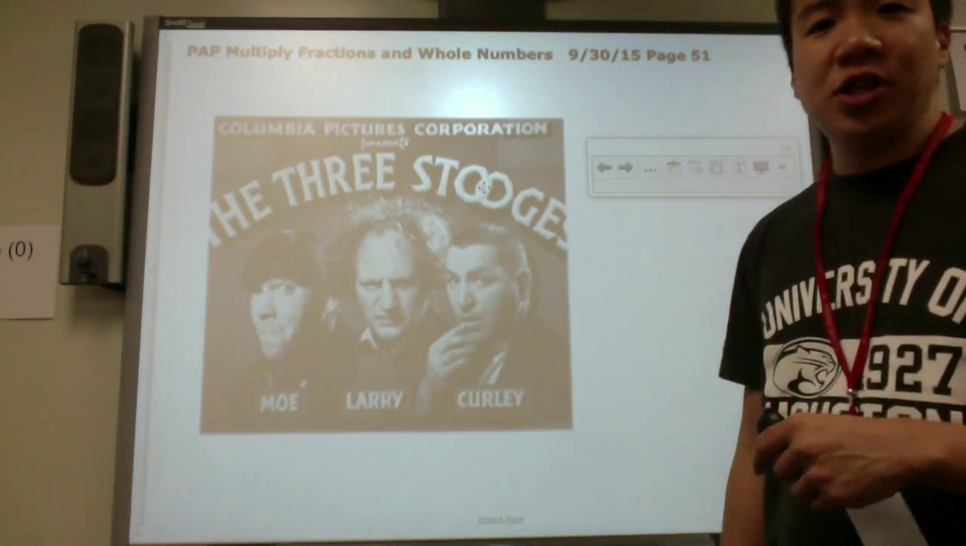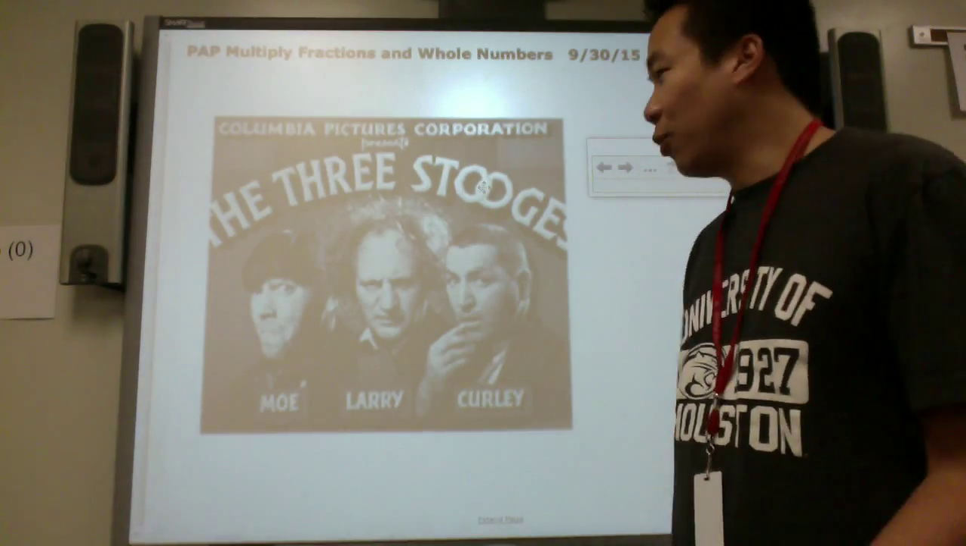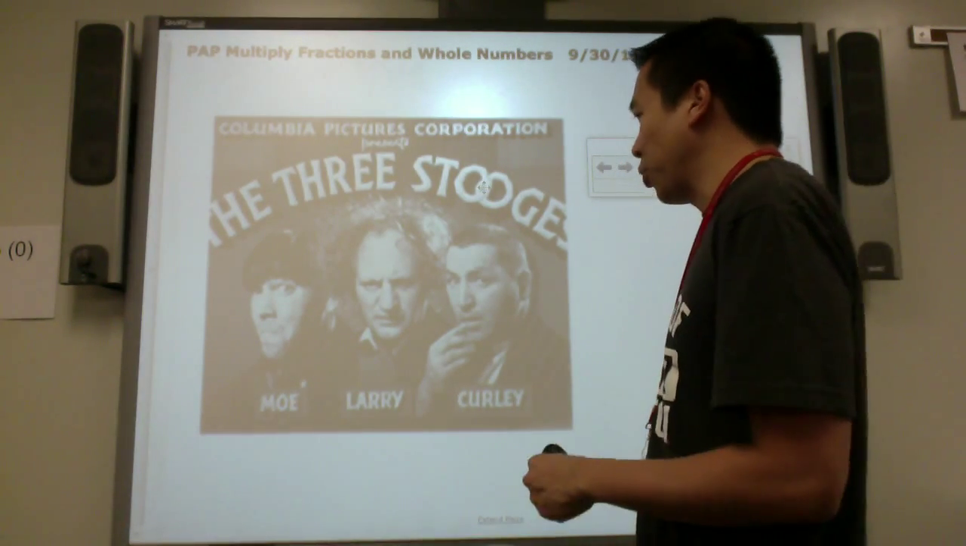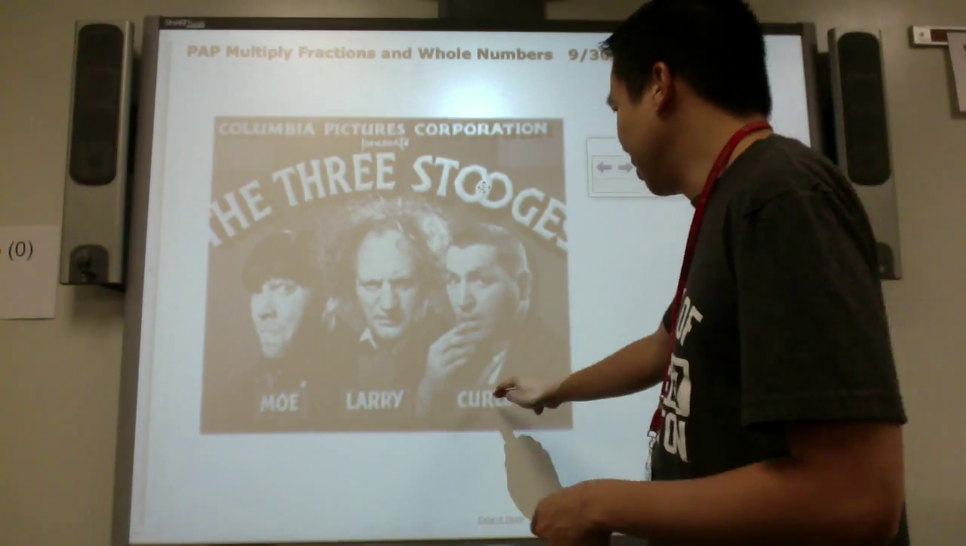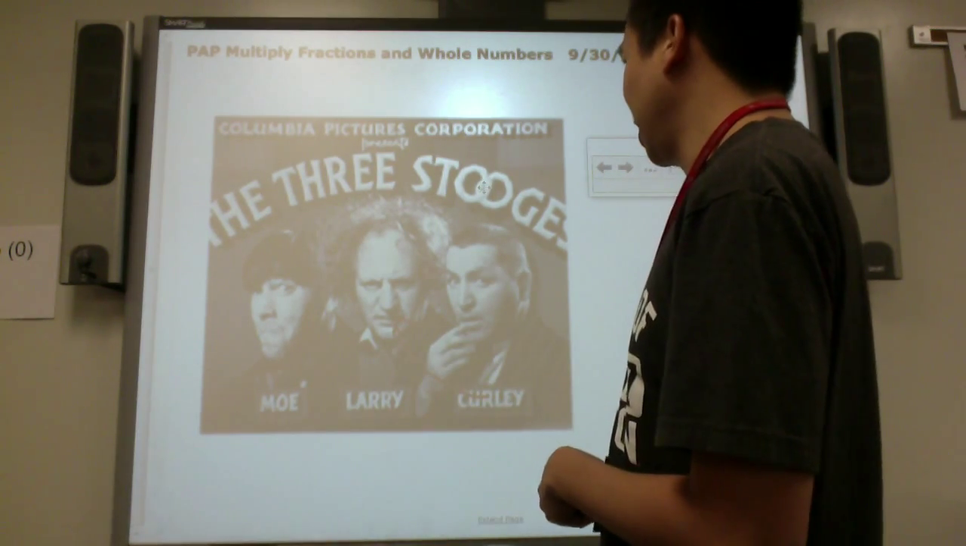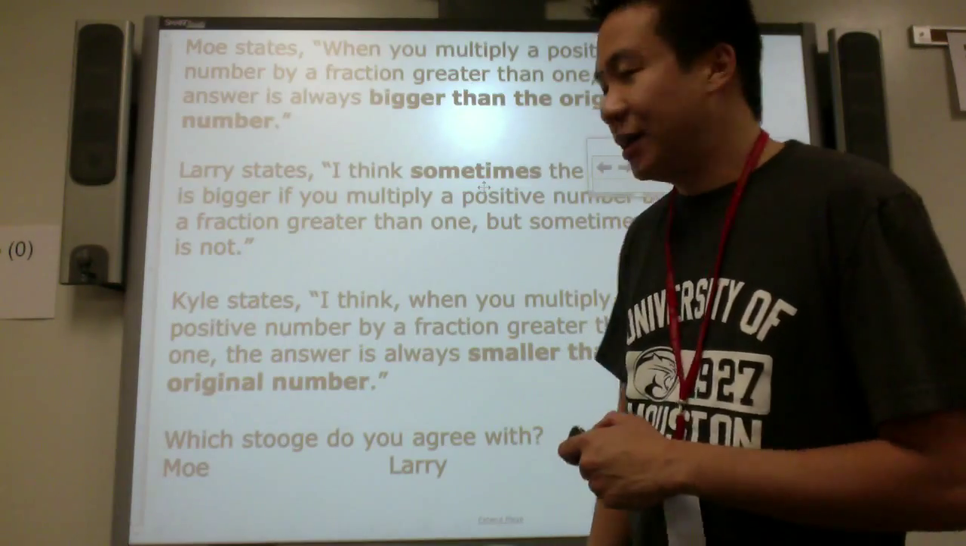Here are the 3 Stooges. I don't know if you noticed, it's black and white. I don't think I've ever watched the movie before. It's Moe, Larry, and Curly. So, should this be Curly? Because he has curly hair. I don't know. Don't get it.